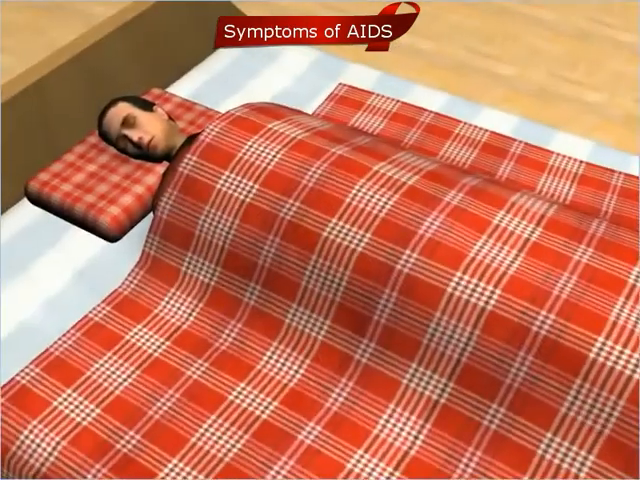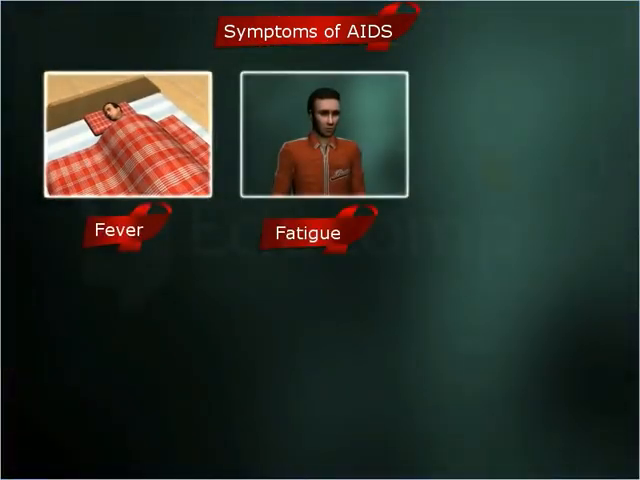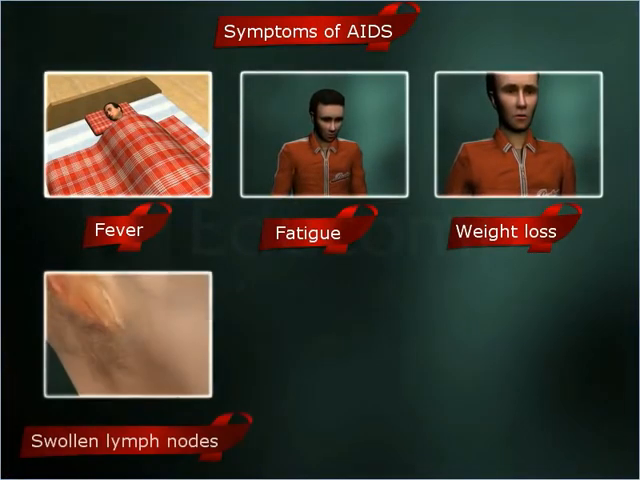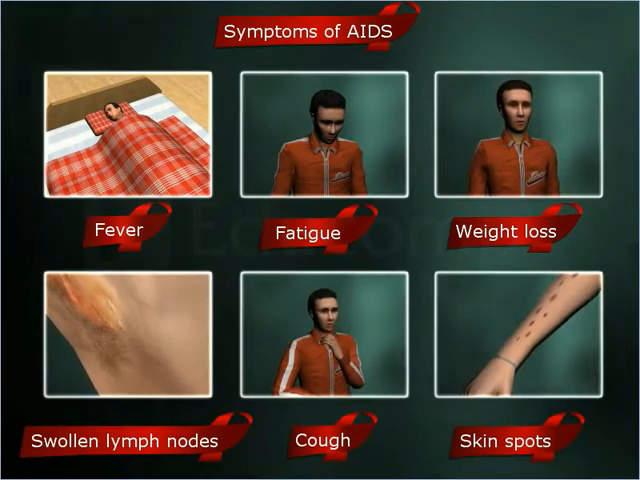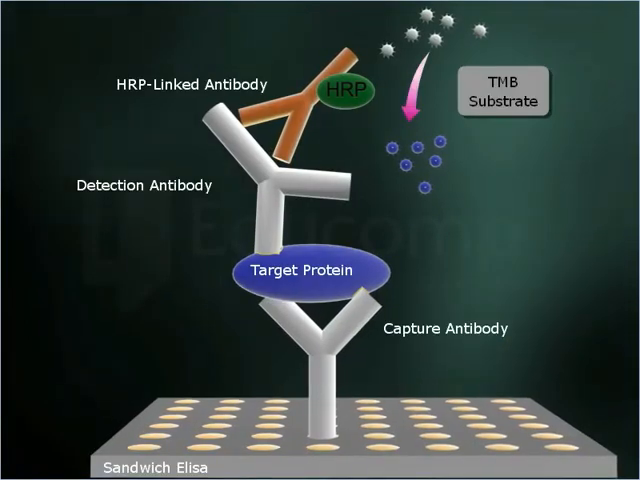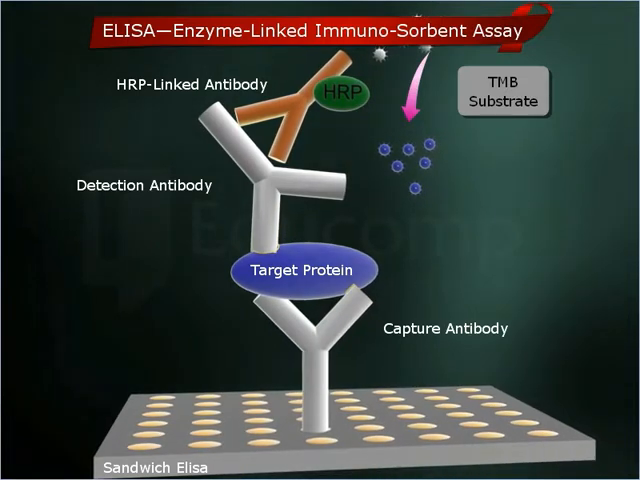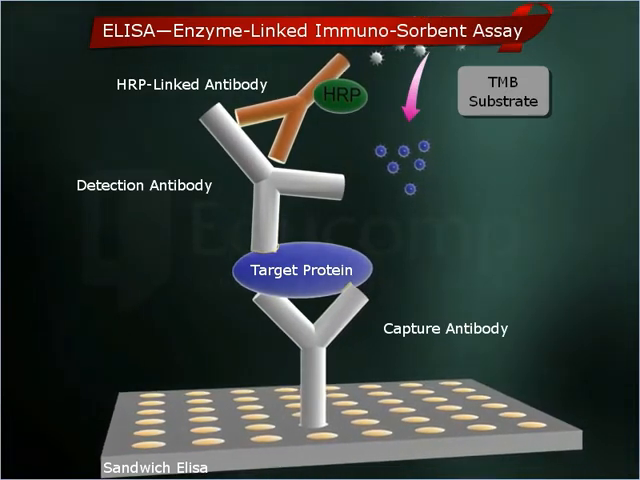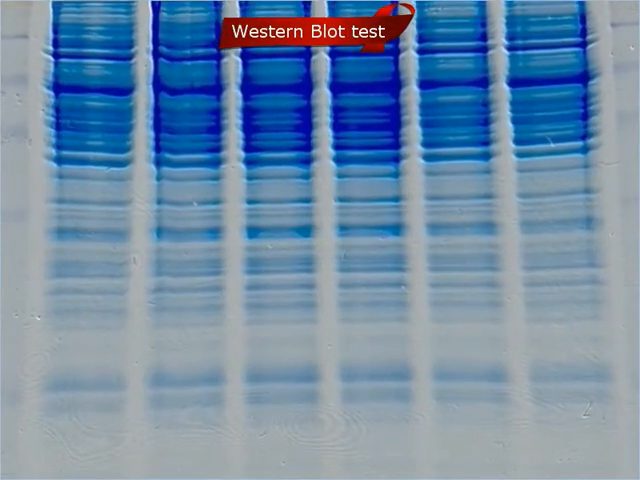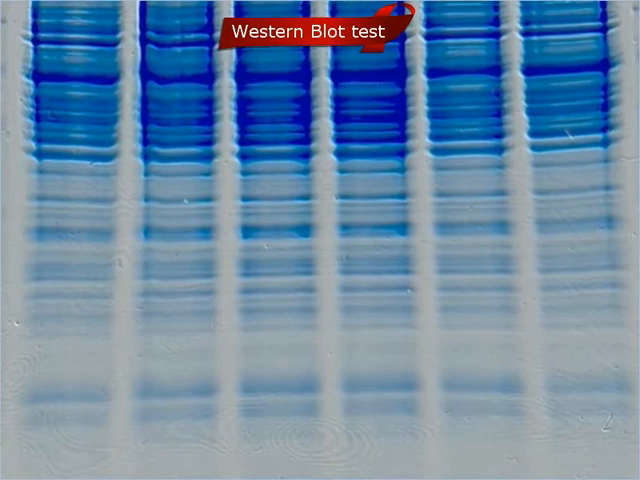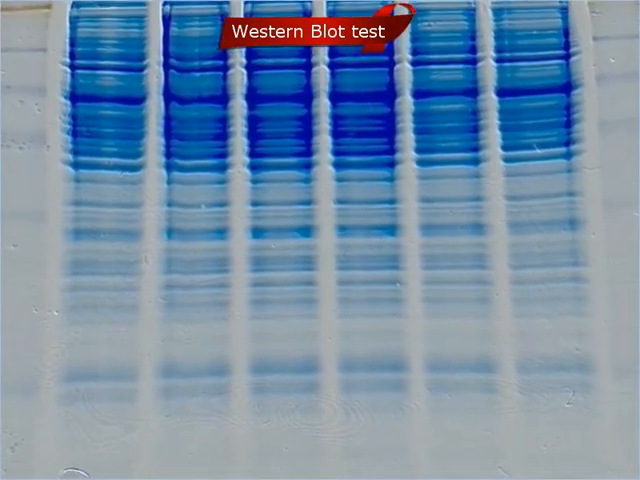During the later stages, symptoms such as fever, fatigue, weight loss, swollen lymph nodes, cough, and skin spots may be observed. AIDS is diagnosed through ELISA, the enzyme-linked immunosorbent assay, and Western blot test. A positive ELISA test is followed by a confirmatory Western blot test, which usually confirms the HIV infection.